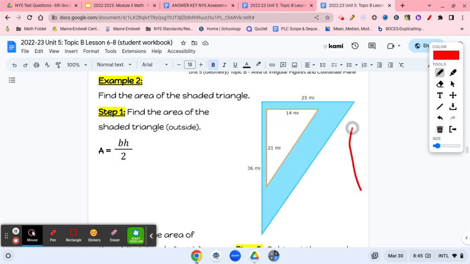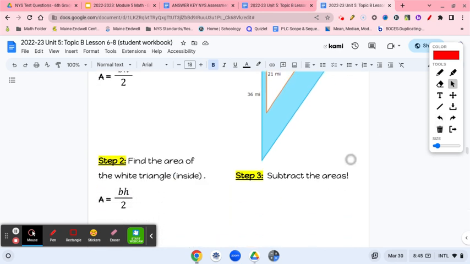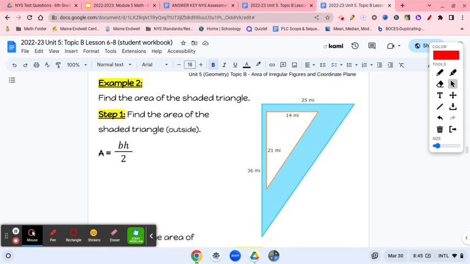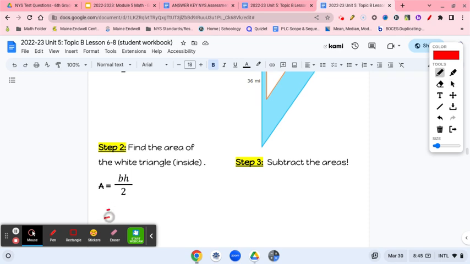Minus, let's do the area of the inside triangle now. So now I'm just focusing on the inside. Still a triangle, right? So that's why base times height divided by 2. So base is 14, height is 21. So that's what I'm going to plug in. 14 times 21, base times height, divided by 2. So on my calculator, I'm doing 14 times 21 divided by 2.